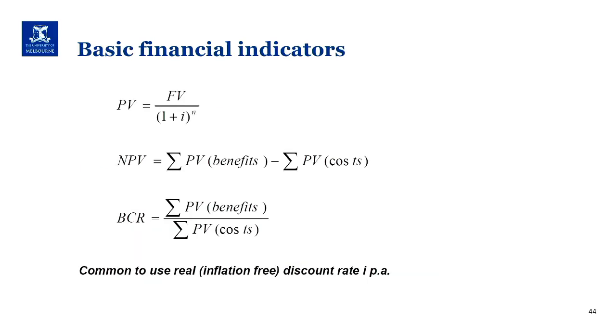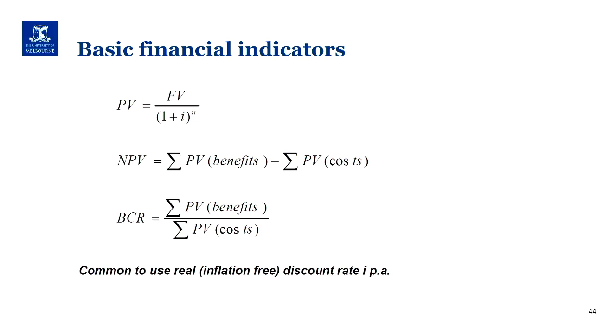So here are the financial indicators that we use for economic and financial appraisal. So we have the present value, the one that I showed you, and then the net present value is just the present value of the benefits minus the present value of the cost.